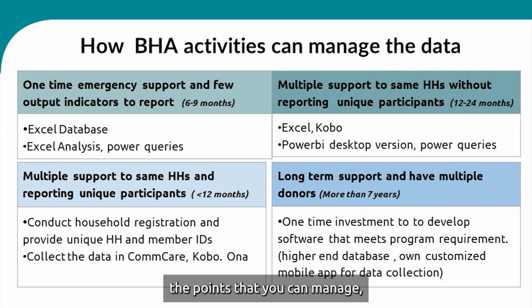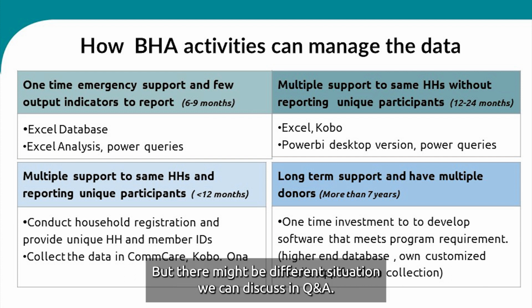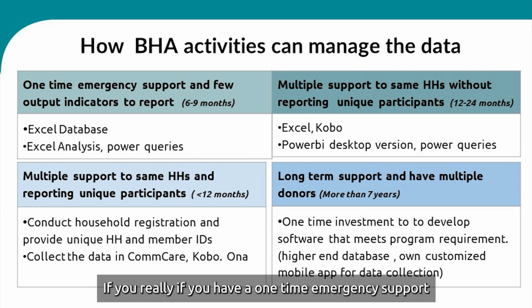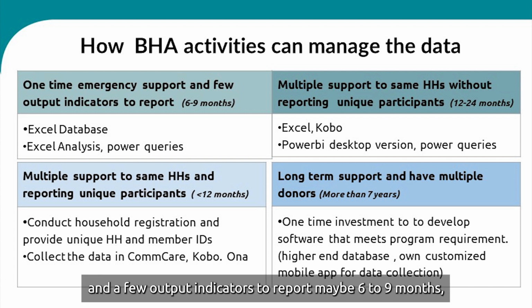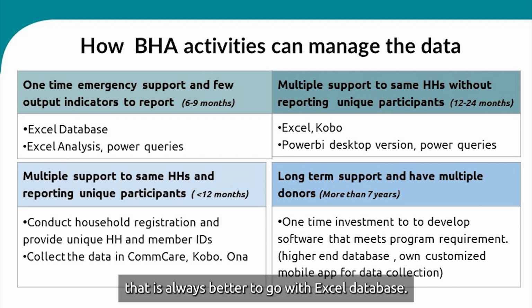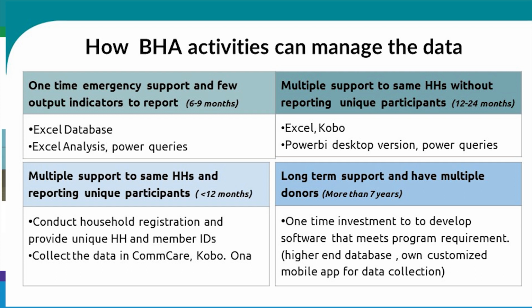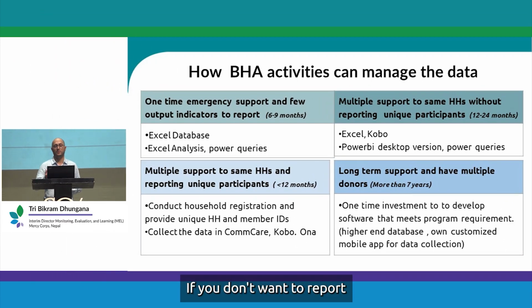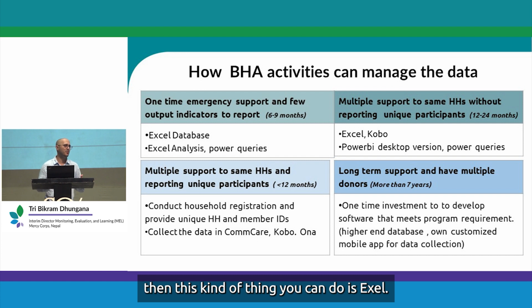This is not a universal fact, but in practice, while discussing these two days, I've given some of the points on how you can manage the data, but there might be different situations we can discuss in Q&A. If you have a one-time emergency support and few output indicators to report, maybe 6 to 9 months, then it's always better to go with an Excel database. If you don't want to report unique participants, you can go with Excel.